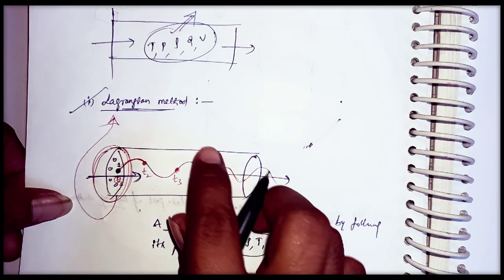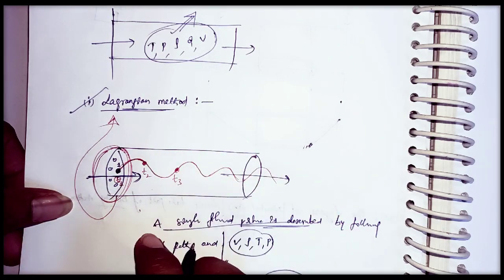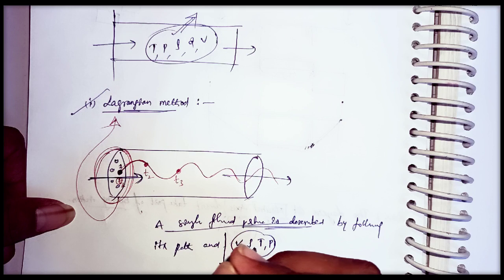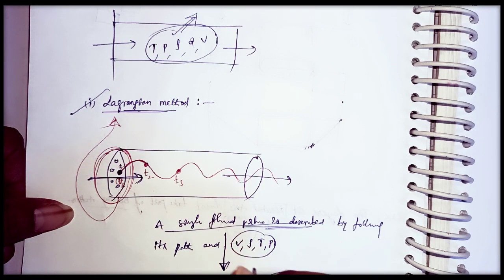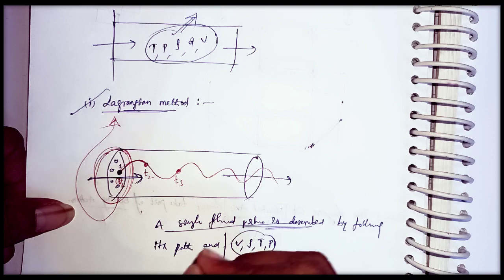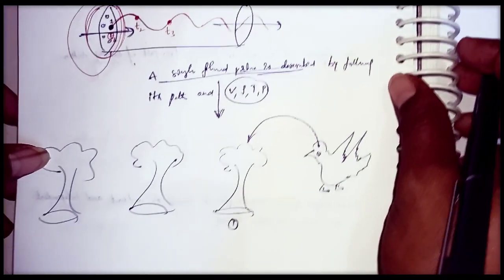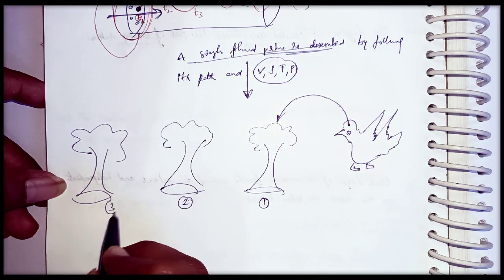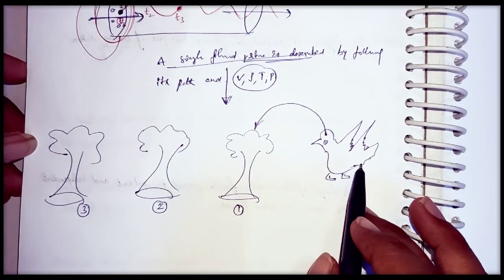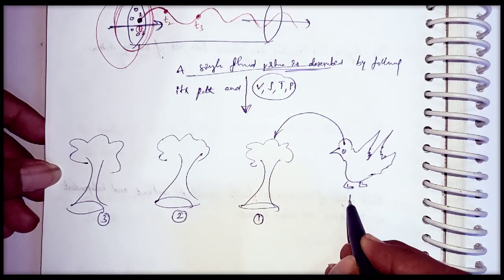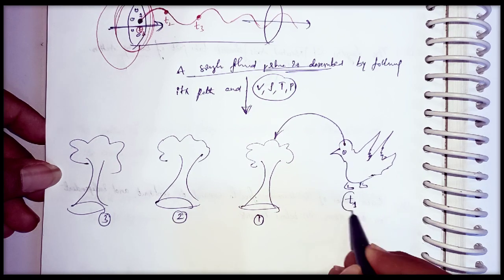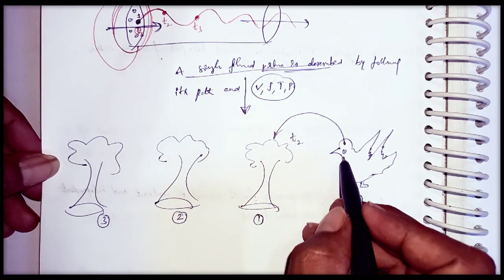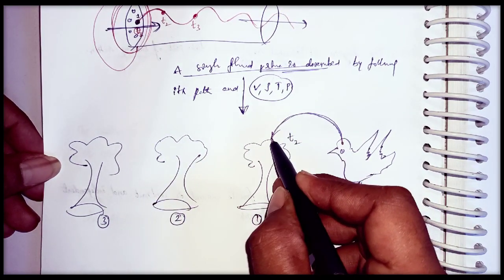To understand this Lagrangian method very clearly, let us consider one best example. Let us consider you are a photographer, you love birds, and you are taking some pictures of birds. Let us consider this is tree number 1, this is tree number 2, and this is the third tree. There is one bird flying in the sky, and at time t1 it is at some position. After some time, at time t2, the bird flies and comes to tree number 1.